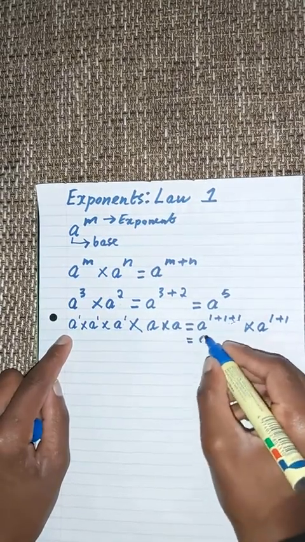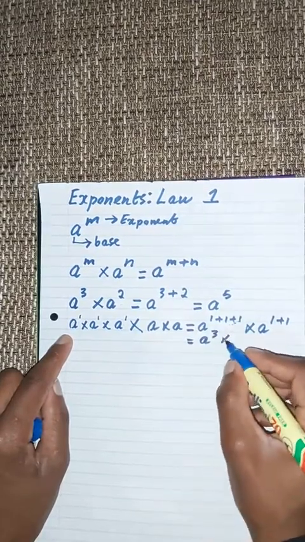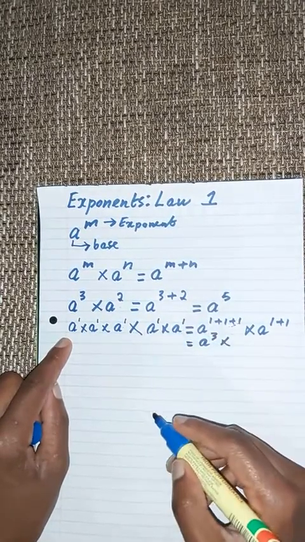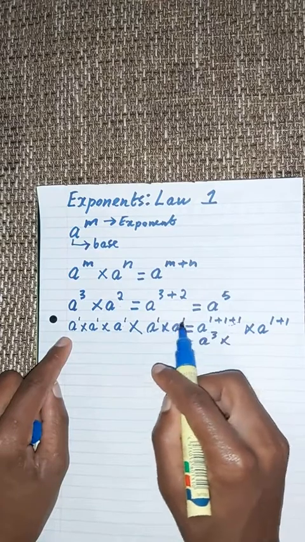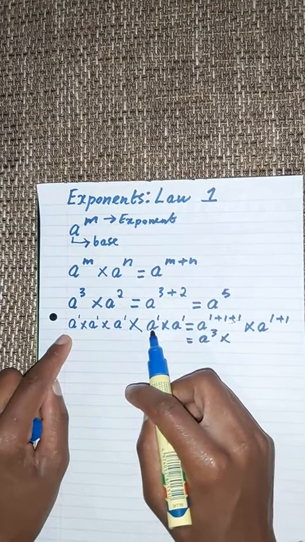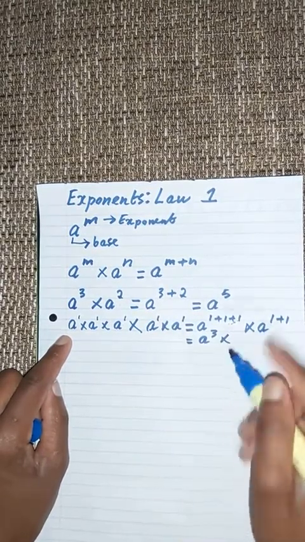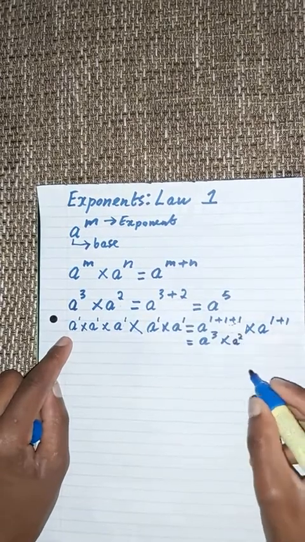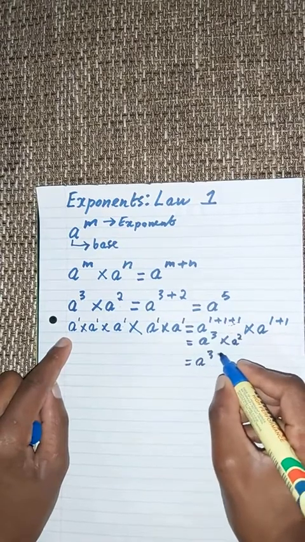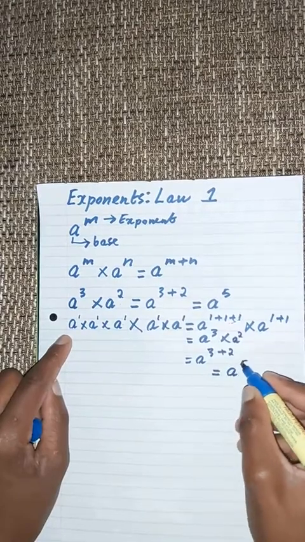when I simplify here further, I have a to the power of 3 multiplied by, on this side, this a to the power of 1 and this a to the power of 1. When I multiply two similar bases, the exponents add, which is the case here. 1 plus 1 will simplify to a to the power of 2, and this will simplify further to a to the power of 3 plus 2, and the final result will be a to the power of 5.